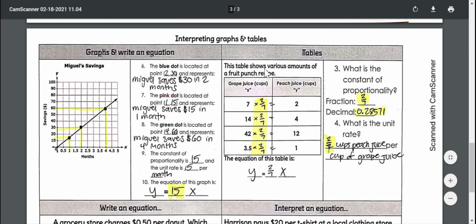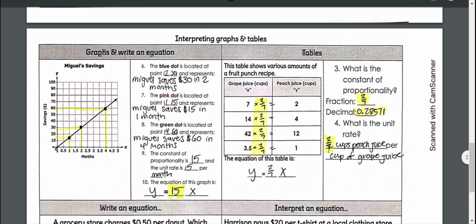All right, next, this table shows various amounts of a fruit punch recipe. First, it's asking what is the constant of proportionality. So all you need to do for that is do y divided by x. I chose to use the first ratio, which is 2 divided by 7. That can be written as a fraction of 2/7, or if we did that in a calculator for our decimal, we would get about 0.28571.